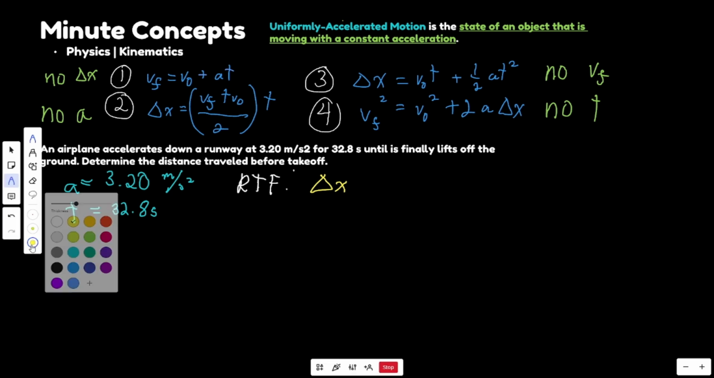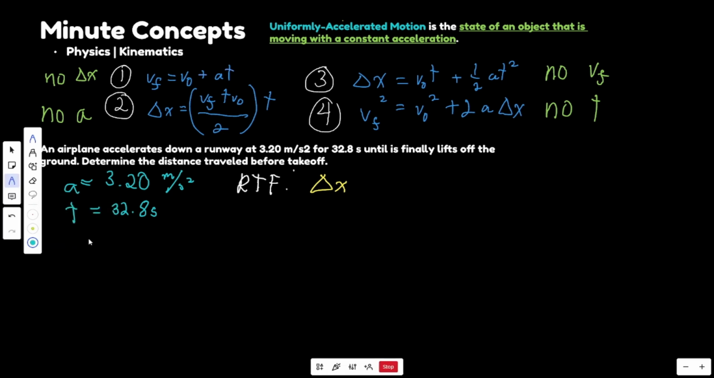And how do we determine that? We apply logic into the question. As you can see, an airplane accelerates down a runway at 3.20 meters per second squared. Now an airplane cannot start running without first being at rest in a runway, because an airplane is heavy, and obviously that's why there's a runway in the first place. It needs a place to start from rest. So our initial velocity is actually 0. That is simply from the question itself.